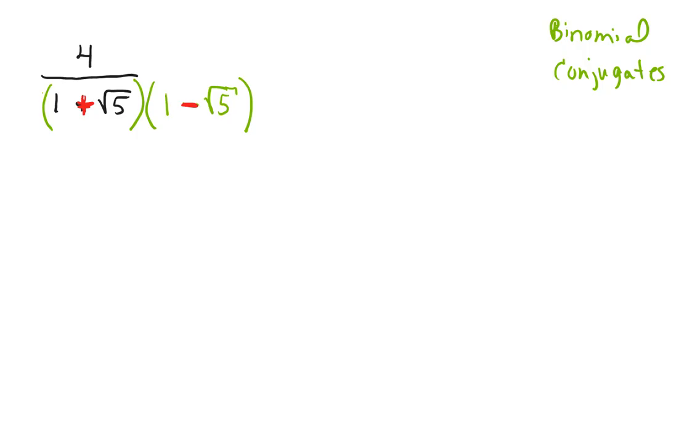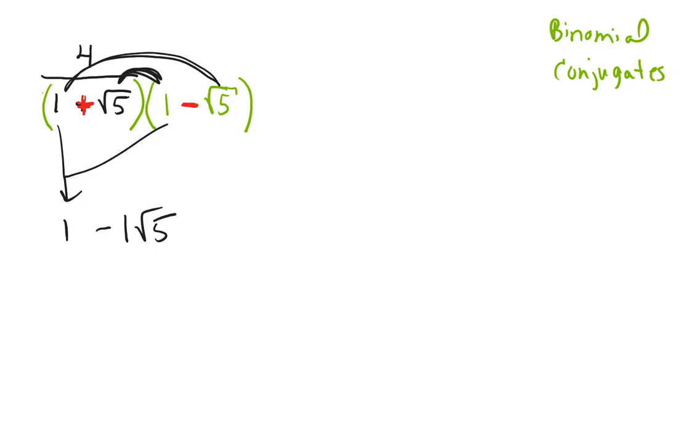When you're doing the FOIL method, you multiply first times first. 1 times 1 is 1. Then you do the outsides. 1 times a minus square root of 5 would be a negative 1 square root of 5. Then you do the insides. A square root of 5 times a 1 would be a positive 1 times the square root of 5. And then last times last is a positive square root of 5 times a negative square root of 5. It's a positive times a negative, which is a negative.